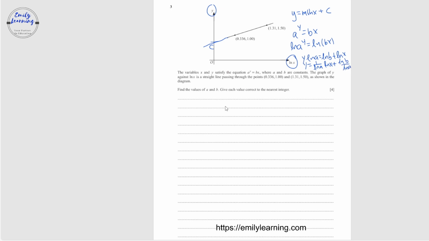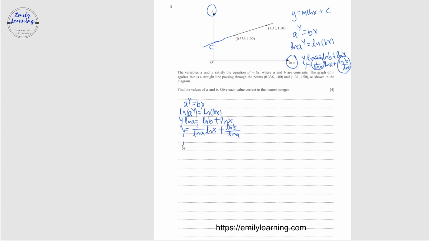Okay, so once that we have done this, the next thing that we need to do is we know that this is the gradient and this is the vertical intercept. So once we are able to find this, we'll be able to find a and b respectively. So let's do it. So we'll start off by writing a to the power of y equals to bx. So I'll ln both sides. So y ln A equals to ln B plus ln X. So I have y equals to 1 over ln A ln X plus ln B over ln A.